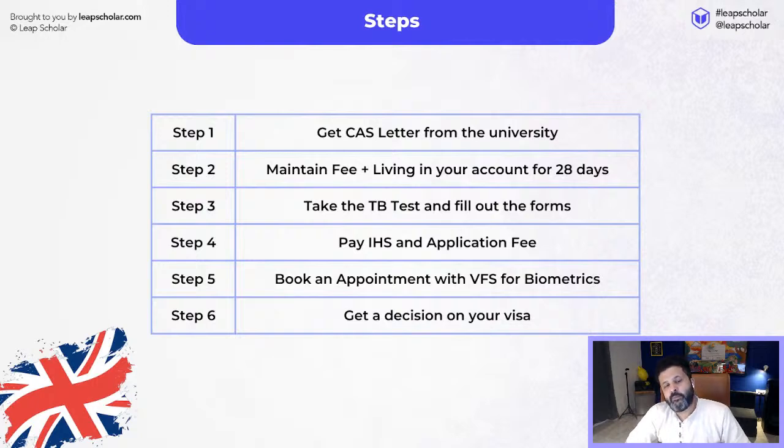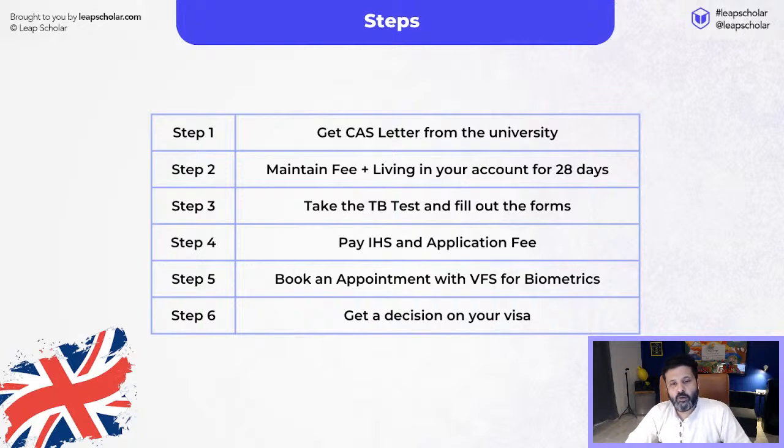Step four is to pay your IHS and application fee. That is dependent on which course you're going to pursue. For a master's degree, it is usually 470 plus 235 pounds, and that is around 700 something. And for a bachelor's, it's 470 into 3, which is for 3 years, plus your additional visa duration, which is 235, and amounts to 1,645 pounds approximately.